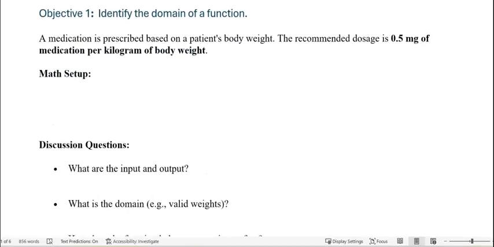So, a medication is prescribed based on a patient's body weight. The recommended dosage is 0.5 milligrams of medication per kilogram of body weight. So what are the inputs and output? I'm going to write a function here that represents the relationship between input and output. That's what a function is. So the input would be the body weight.